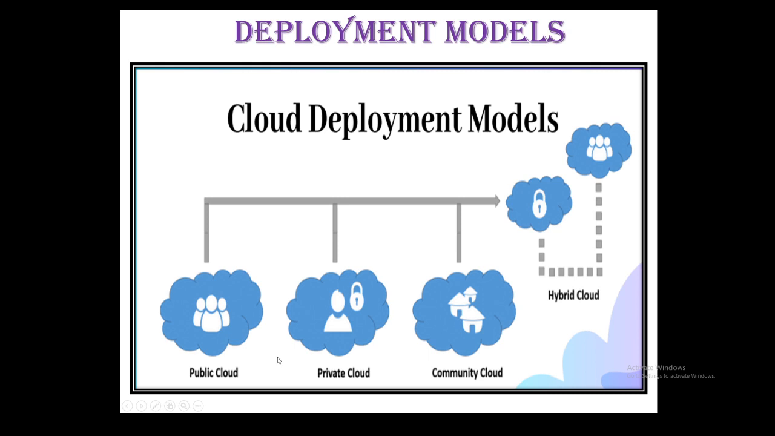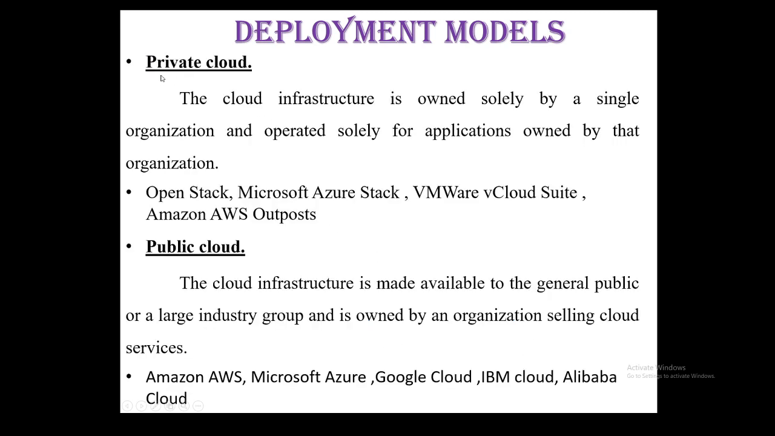Next one is the deployment models. The deployment models are divided into four different categories: public, private, community and hybrid. The first one is the private cloud. Here the cloud infrastructure is owned only by a single organization and cannot be used by other people. Examples: OpenStack, Microsoft Azure Stack, VMware Cloud Suite, Amazon AWS Outposts.